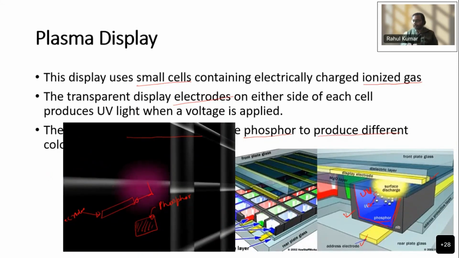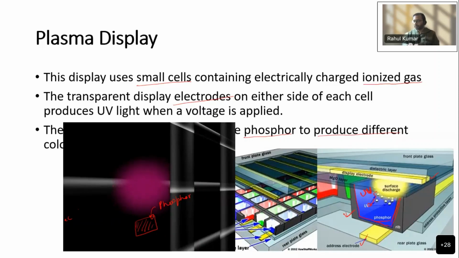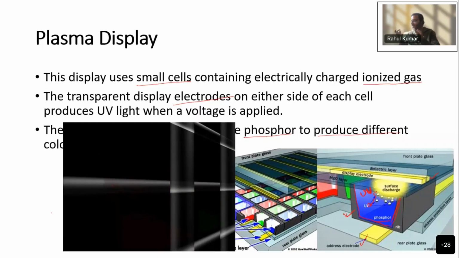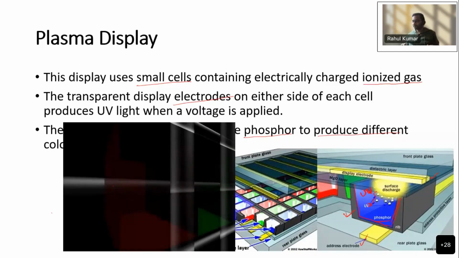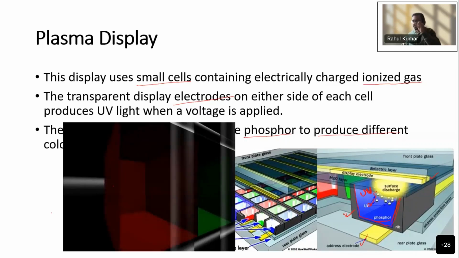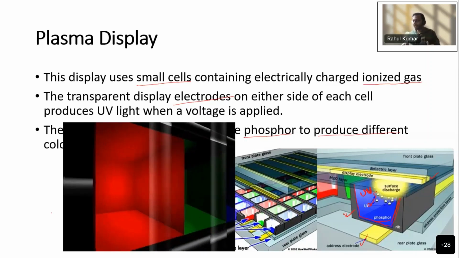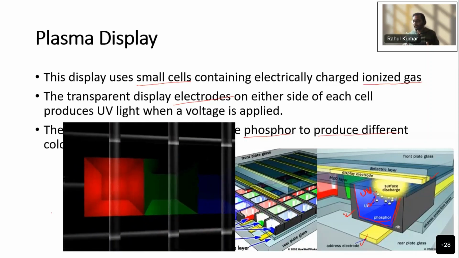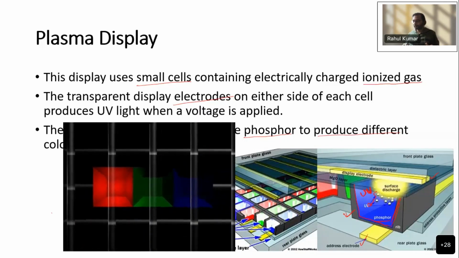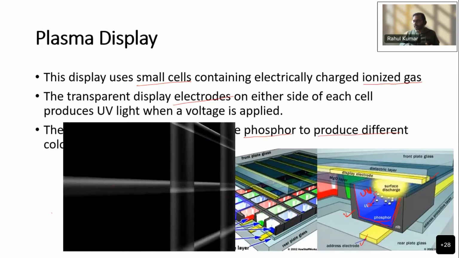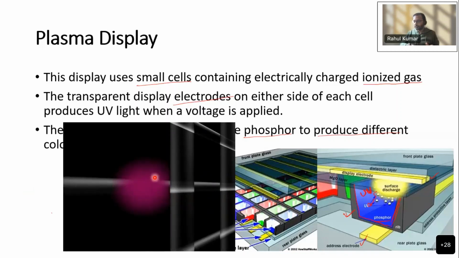So as you can see in this animation, we have two electrodes which are very close to each other, and in between you have a very thin cell. Since they are very close to each other, they will produce some spark or some UV light in between them.